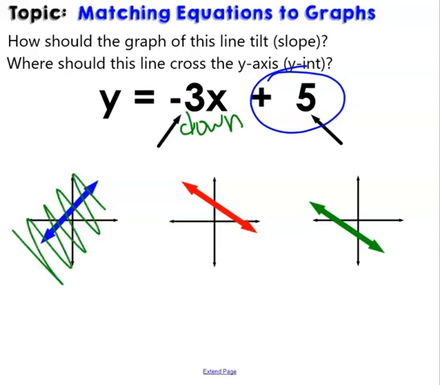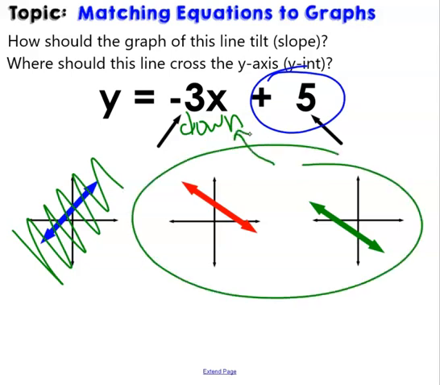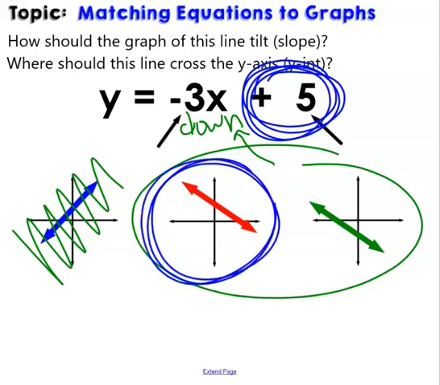So this one's going uphill, so that's out. So these two match that type of slope. But only one of these matches this type of y-intercept. Something that crosses above the origin would be this one here.